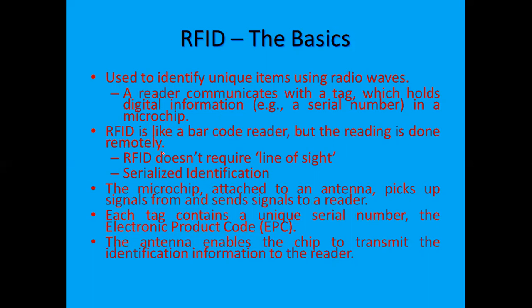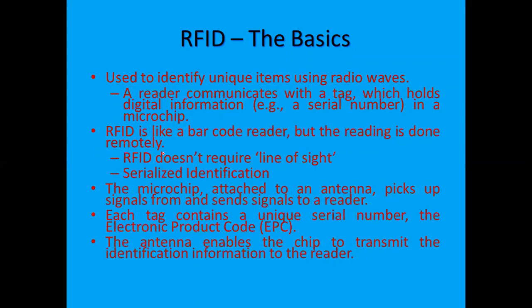They will take a barcode reader and press on it, then automatically the red light will appear. So this is also RFID technology. RFID doesn't require line of sight, and it gives serialized identification. The microchip attached to an antenna picks up the signals and sends signals to the reader. Simple thing.